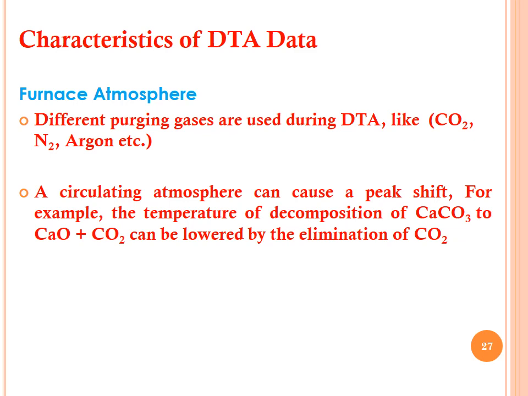A circulating atmosphere can cause a peak shift. For example, the temperature of decomposition of calcium carbonate to calcium oxide and carbon dioxide can be lowered by elimination of carbon dioxide.